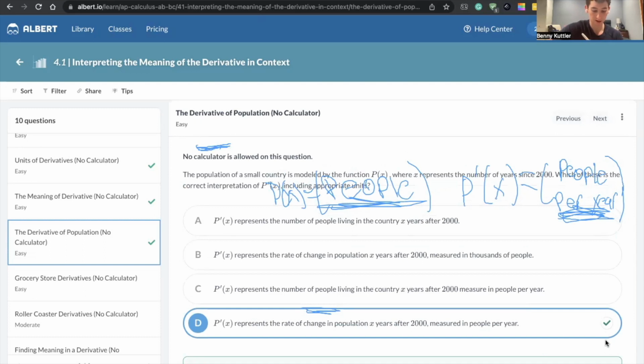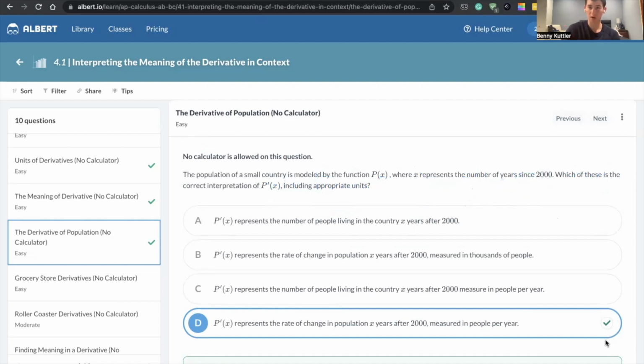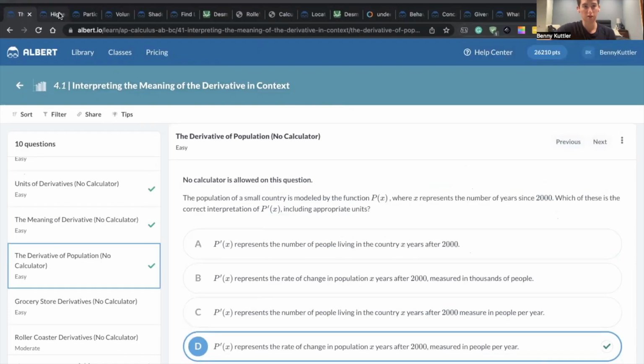Okay. And unit 4.1 is going to ask, for the most part, just what do derivatives mean in context like this problem. And the general rule is you just add a per second, a per year, and make sure that you're talking about the rate of change and not whatever the current population is in this case, or the current value.